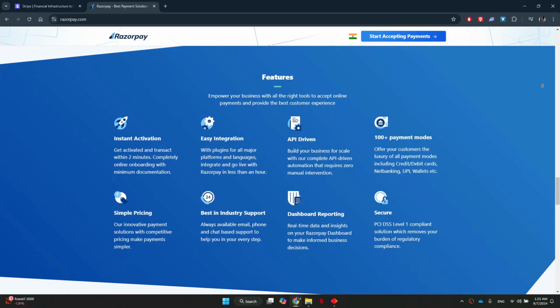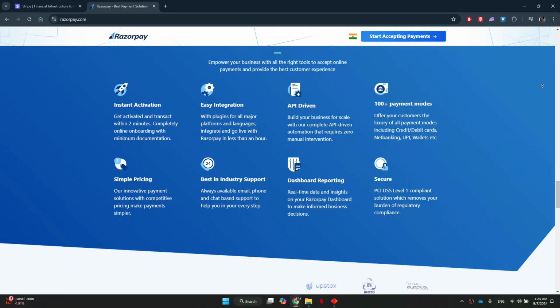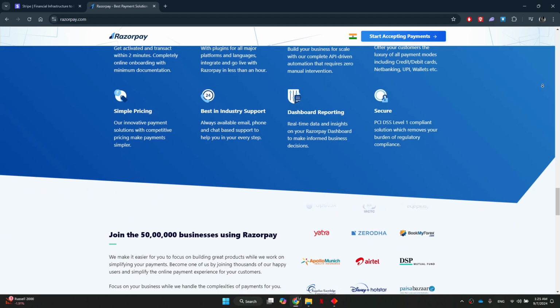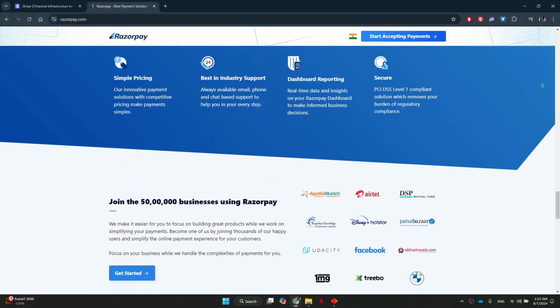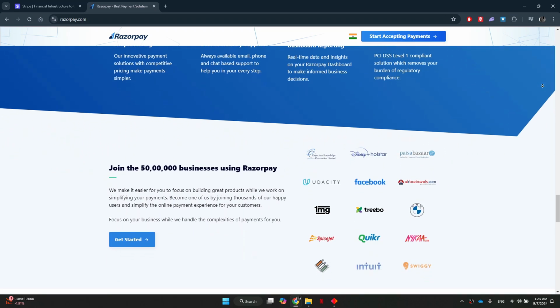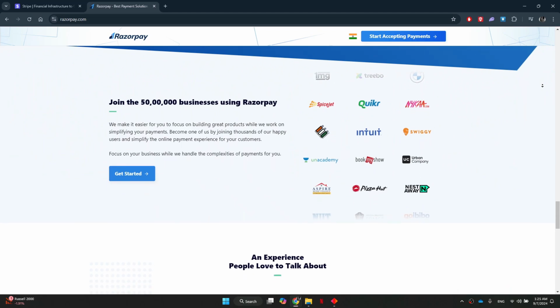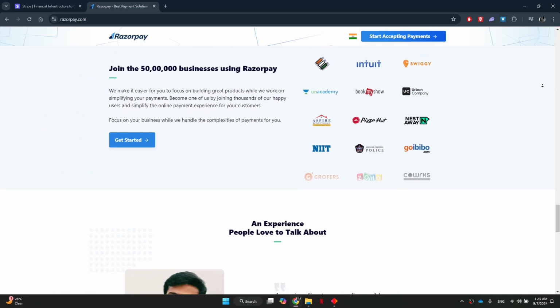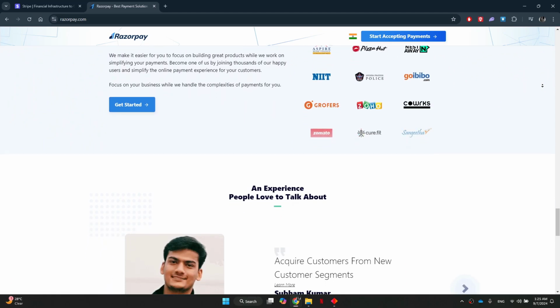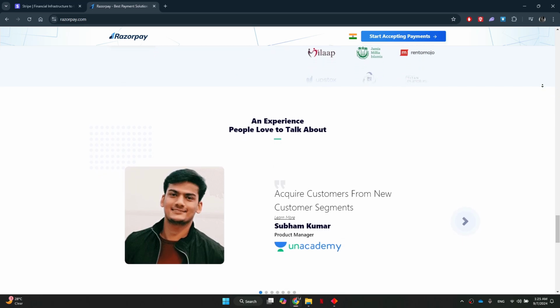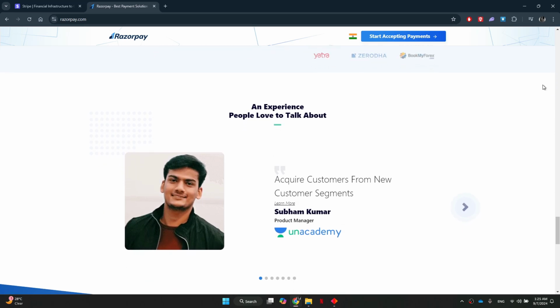Choosing between Stripe and Razorpay depends largely on the specific needs and context of your business. Stripe excels in its global reach, developer-friendly approach, and extensive integrations, making it suitable for businesses aiming for international scalability and customization. On the other hand, Razorpay offers a strong presence in the Indian market, along with a comprehensive payment suite and tailored solutions for local businesses.